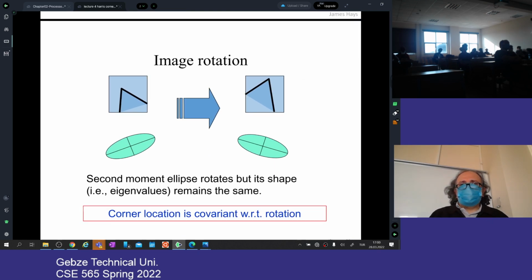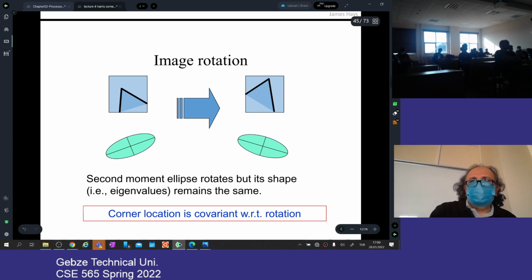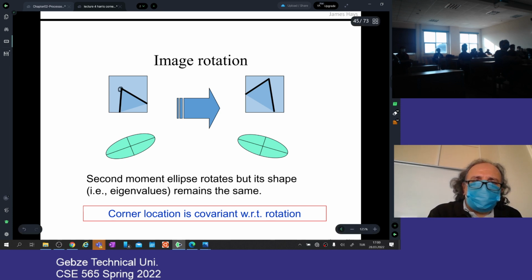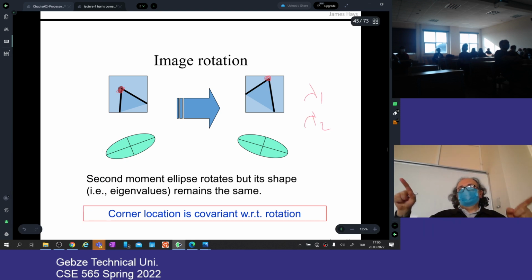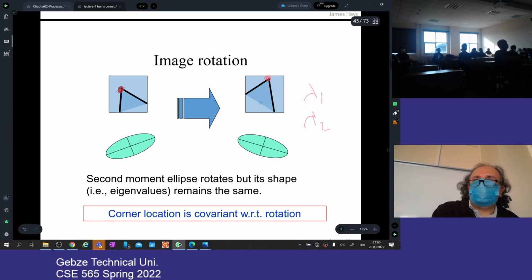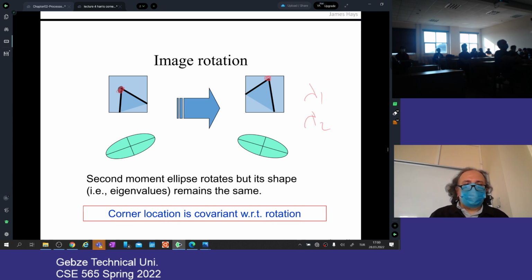How about this rotation? Of course, everything will change, and when you rotate an image like that, corner positions will change. But if this is a corner, then I will say this is a corner too. Remember our lambda values, lambda 1 and lambda 2. Those are the diameters of the ellipse in x and y dimension. Those diameters will not change from this image to that image, but the rotation angle of the ellipse will change. So the corner location is covariant with respect to rotation.